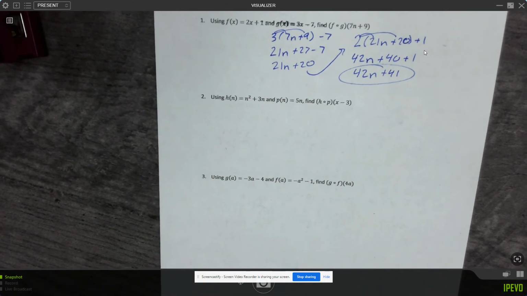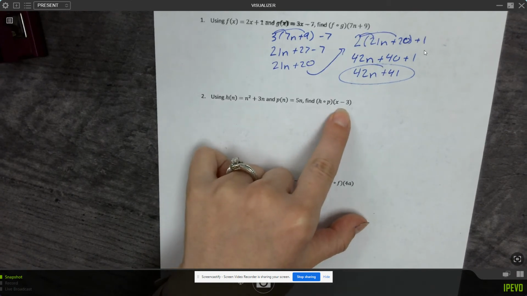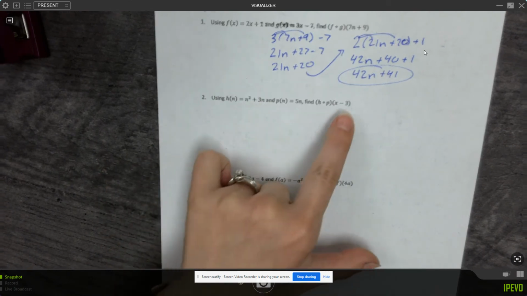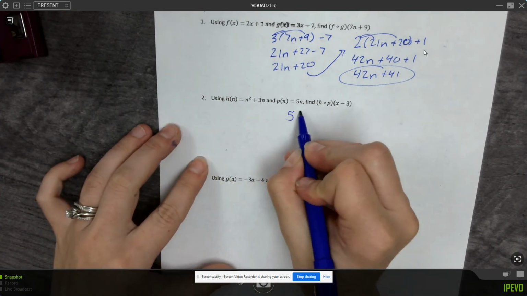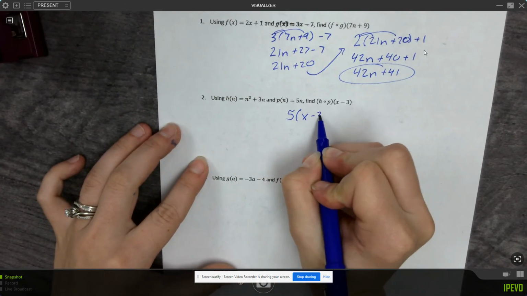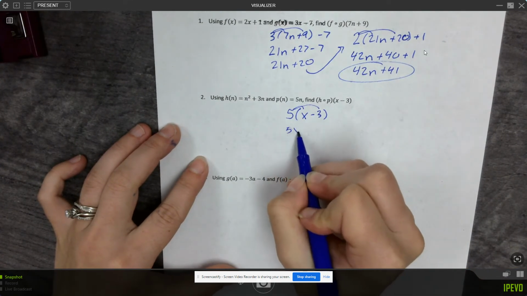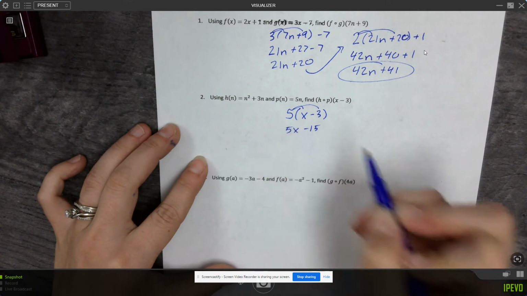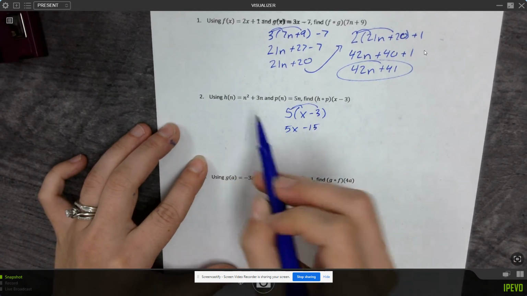Next one. We're going to do h of p of x minus 3. Here are your two functions. So we're going to take our x minus 3 and plug it in for p. So 5 parentheses, plug in x minus 3. Distributing, 5 times x is 5x minus 15. Now we're going to take that and plug it in for h.